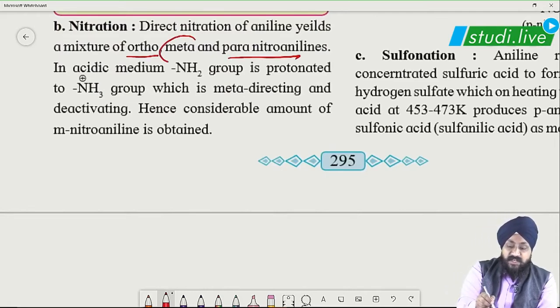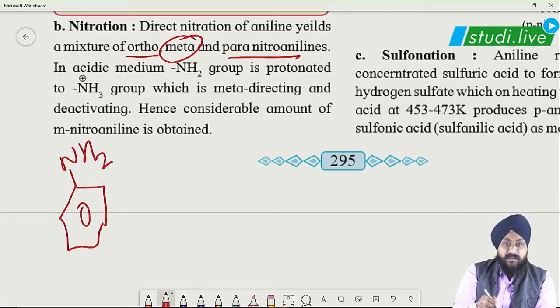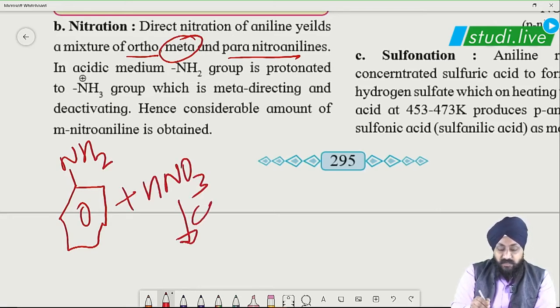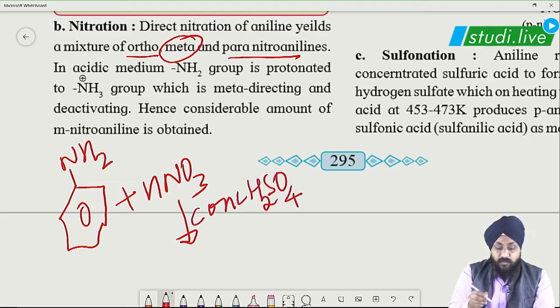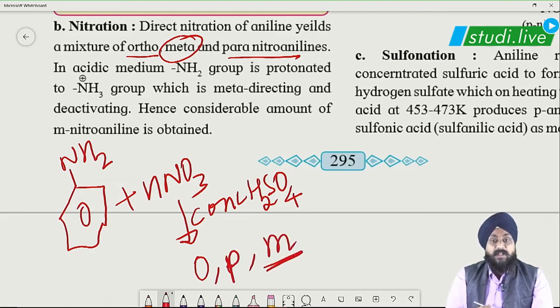Now students, when I'm talking about nitration, direct nitration of aniline will give you ortho, it will give you para, but why are we getting meta, students? See students, nitration of aniline is carried out like this. This is your aniline. You treat it with nitric acid, and here you take some sulfuric acid. Now here you are going to get ortho along with para, and you are getting meta product also.